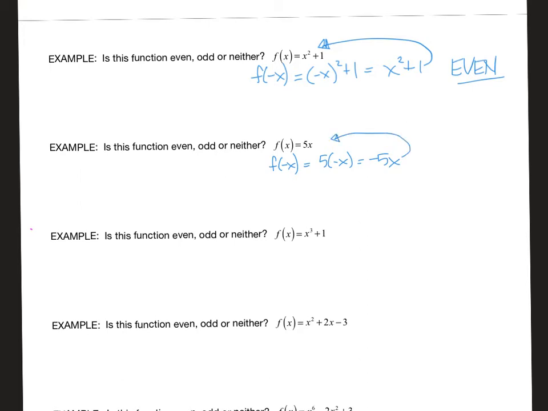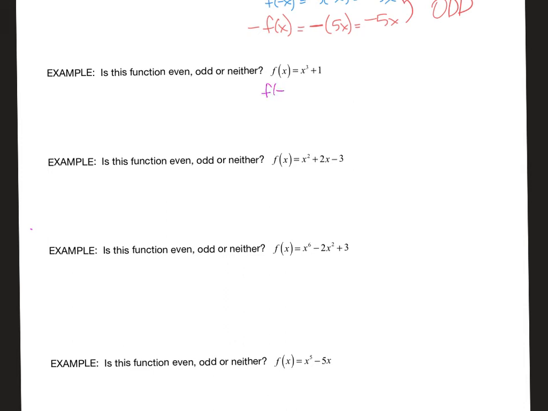Then your next step is to check for odd, which means doing this test. What is the opposite of the original function? The opposite of the original function is negative 5x. See how this equals this? That means it's odd. So you check for even first. If even doesn't work, then you check for odd. Let's continue.